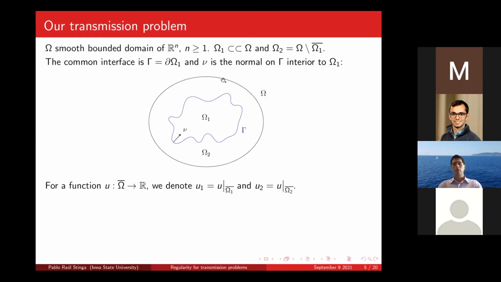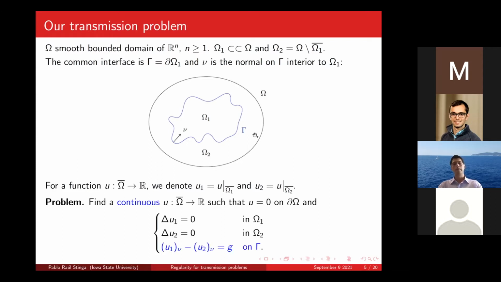Now, if you have a function defined on the whole Omega, we're going to use some notation here. u1 is the function u restricted to Omega 1, and u2 is the function u restricted to Omega 2. So what is the transmission problem? We want to find a continuous function u defined in Omega that is, say, 0 on the boundary of Omega, such that u1 is harmonic in Omega 1 and u2 is harmonic in Omega 2.